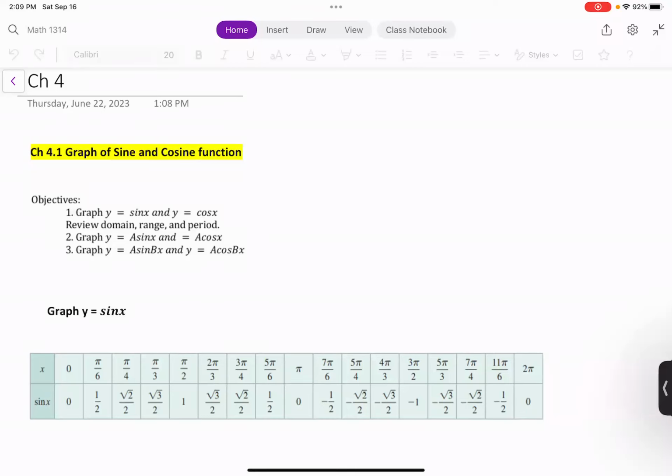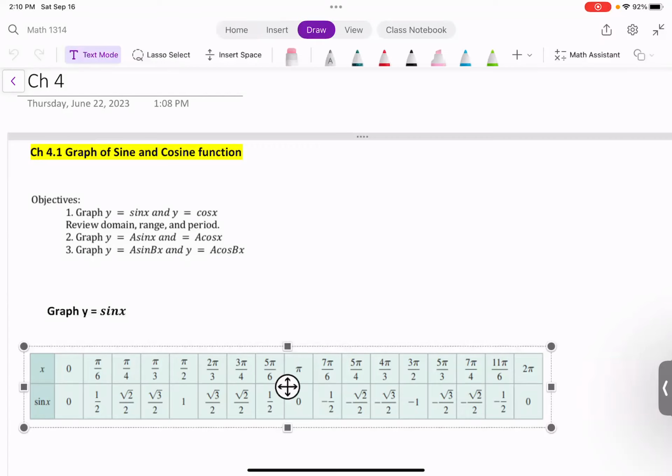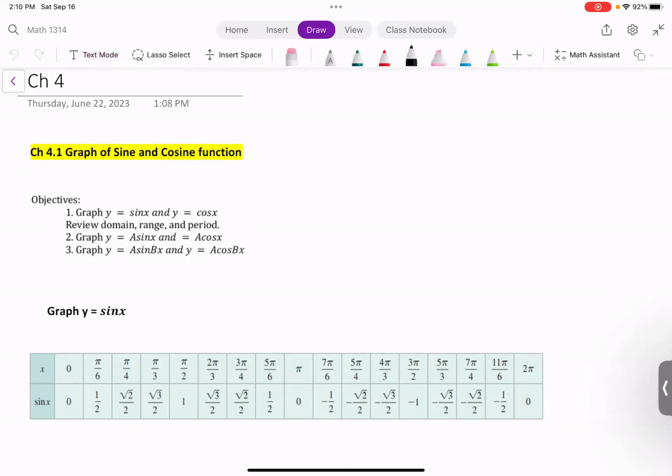In this video, we are learning Chapter 4.1, Graph of Sine and Cosine Function. So in previous lessons, we have learned to use the unit circle to find the value of sine and cosine. And the unit circle is not a graph of the sine and cosine. For example, if I have a unit circle, I can use it to help me find the special values of sine and cosine.